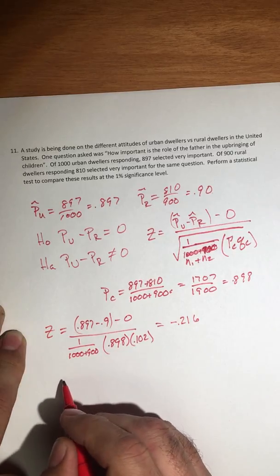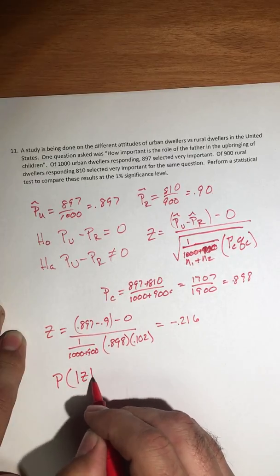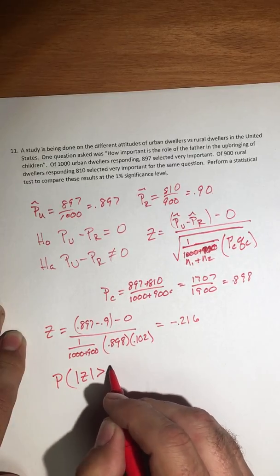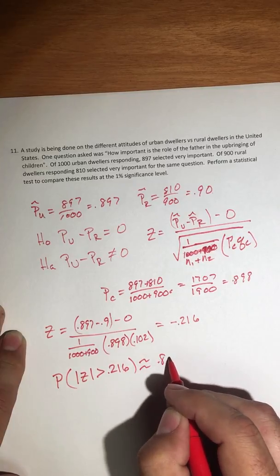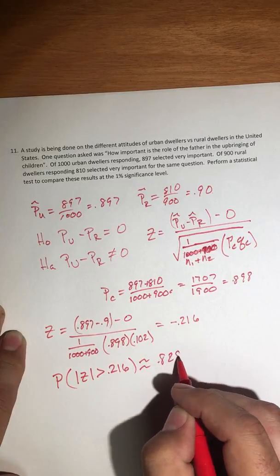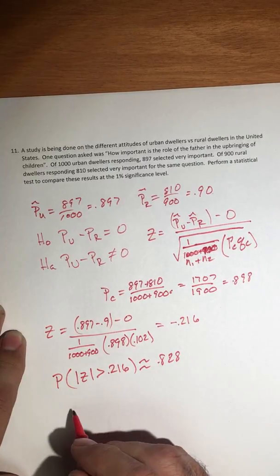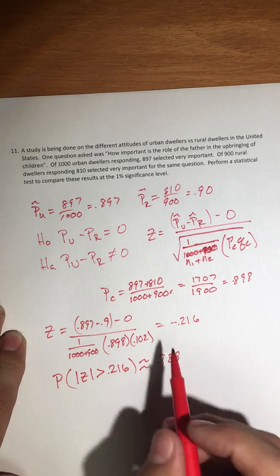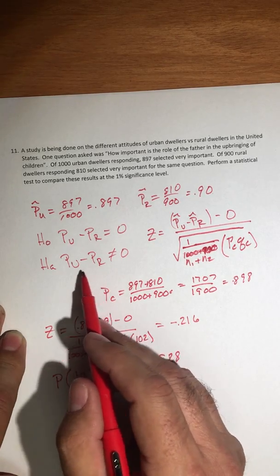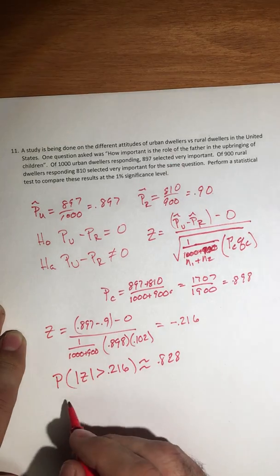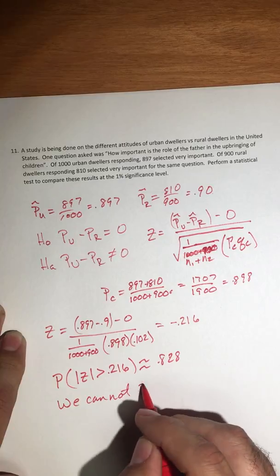So we have to write our probability statement. So the probability that the absolute value of our Z-score is as big as 0.216 is approximately 0.828. So 82.8%. So therefore, we do not have enough evidence to reject the null. So we do not have enough evidence to conclude that the groups are believing differently about the role of the father. So we cannot reject the null.